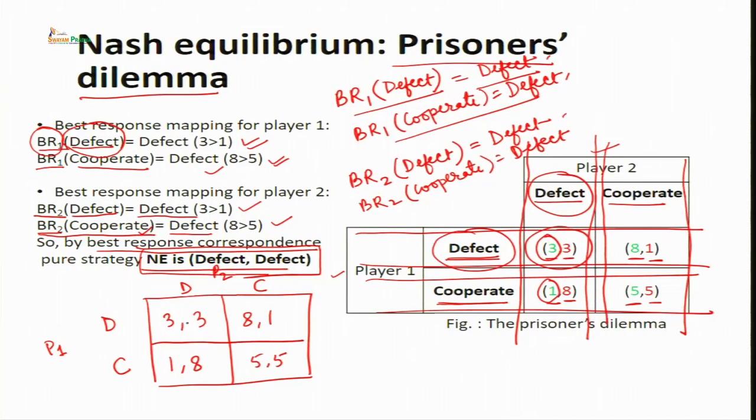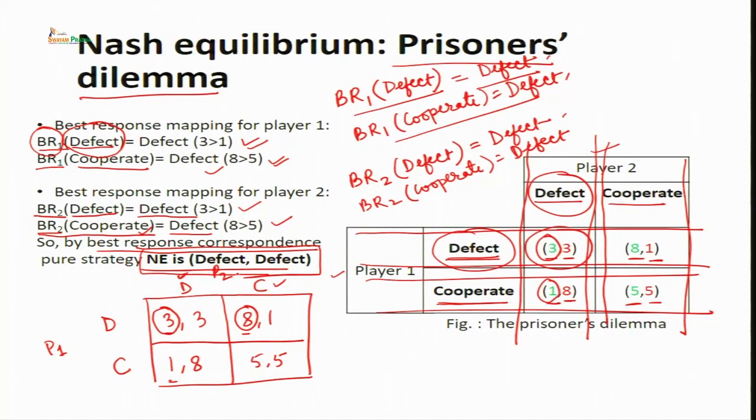Suppose we consider that player 2 is playing D, we are here in the first column. Then player 1 will get 3 from defect and 1 from cooperate. So, which is better? 3 is the best, so as we already saw, defect is the best response. Similarly, suppose player 2 is playing C, then by playing defect, player 1 is getting 8, and by playing cooperate, player 1 is getting 5. So, 8 is more than 5. So, this D is the best response here.